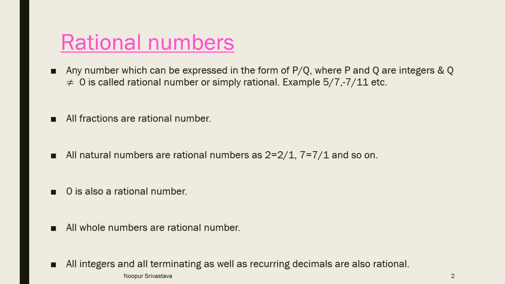All fractions are rational numbers. All natural numbers are rational numbers, as 2 can be written as 2 upon 1 or 7 can be written as 7 upon 1 and so on. 0 is also a rational number, as we can write 0 as 0 upon 1. All whole numbers are rational numbers. All integers and all terminating as well as recurring decimals are also rational.